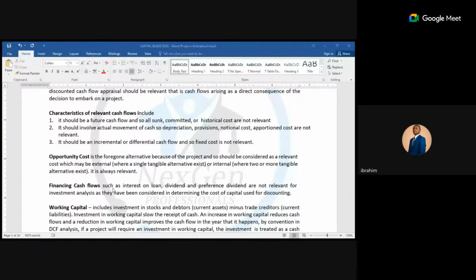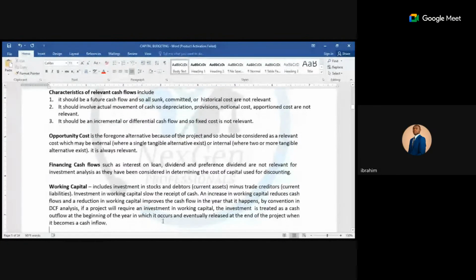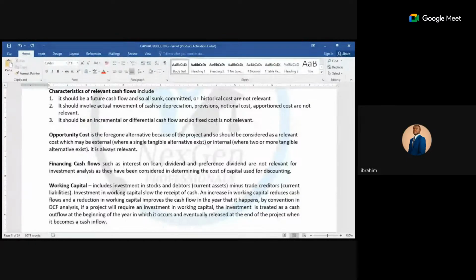relevant. Now, the question will state whether the opportunity cost will be your cash inflow or cash outflow. It depends, right? Now, financing cash flows, the preference shares, of course, we know this. Preference shares, dividend, and all that, they are not relevant. Do you know why? Because we make use of them when we want to determine the cost of capital, right? So the cost of capital that we use to discount the project, we'll make use of it already. So it is not relevant, right?